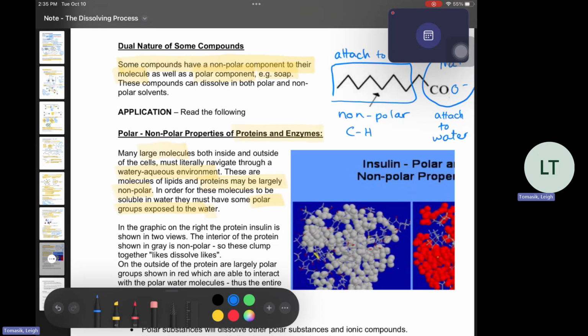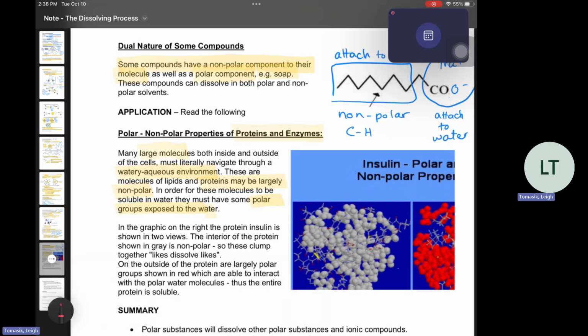I hope I can draw this correctly. I'm trying to consider what color to use.